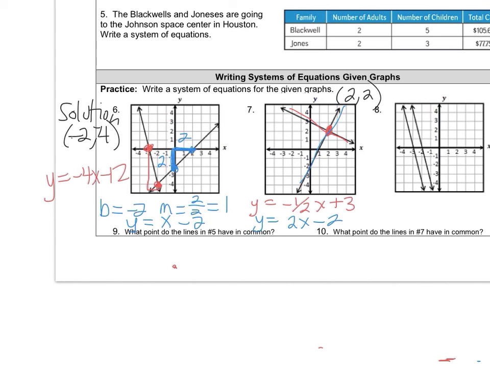Okay, the last one is number 8, and I can already see from looking at this that these are parallel lines. So they're never ever going to meet, so there is no solution.